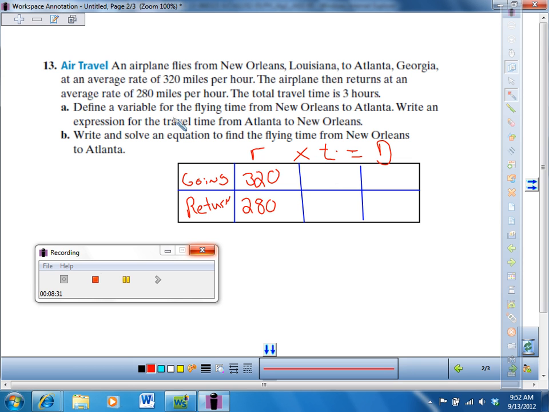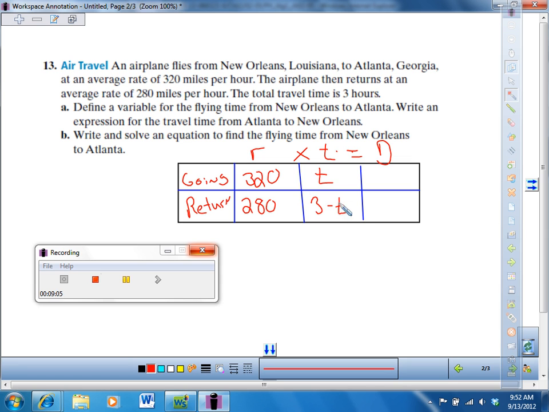Define a variable for the flying time from New Orleans to Atlanta. It doesn't give me a specific time, so we're going to call this T. Okay? What would be the rest of the trip if he takes T hours going? Remember I told you this yesterday? How many hours would we spend returning? Yes, everyone knows.